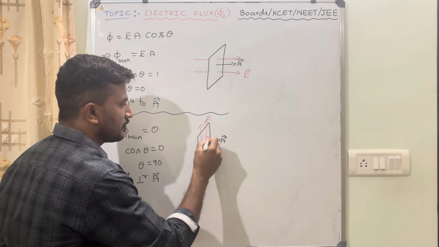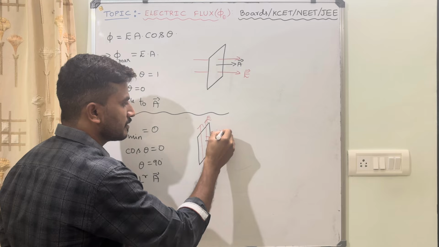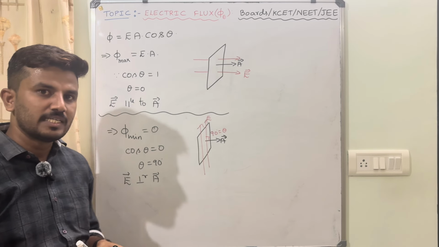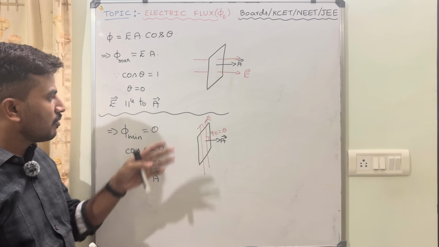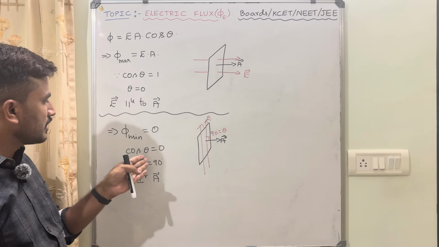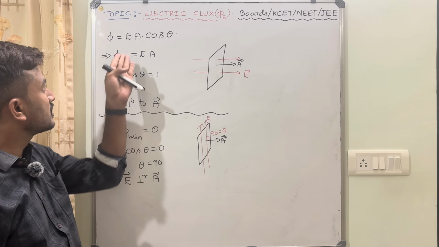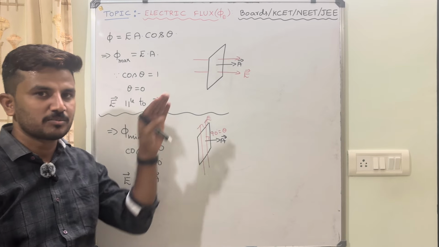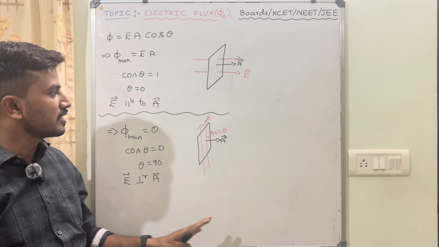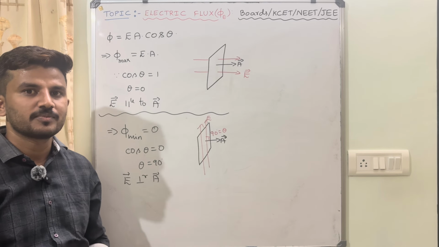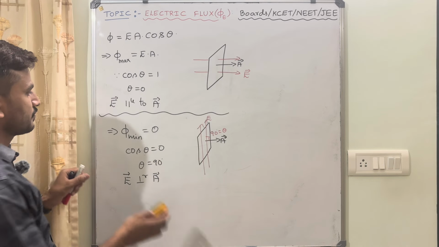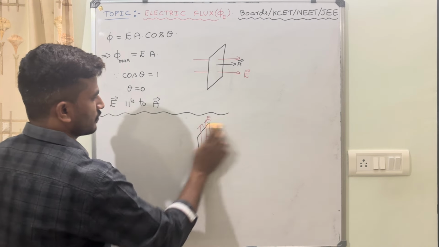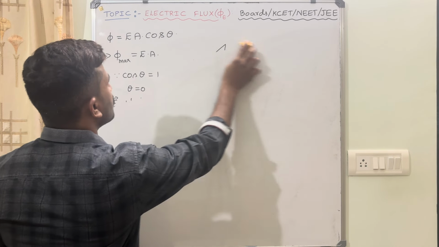Now the angle between these two is 90 degree. Theta is equal to 90 degree. Now what is cos 90? 0. So flux is 0 because E into A into cos 90 is 0. Minimum flux. So maximum flux, minimum flux. Do understand this. This is a very, very important one. Next we have one more case.